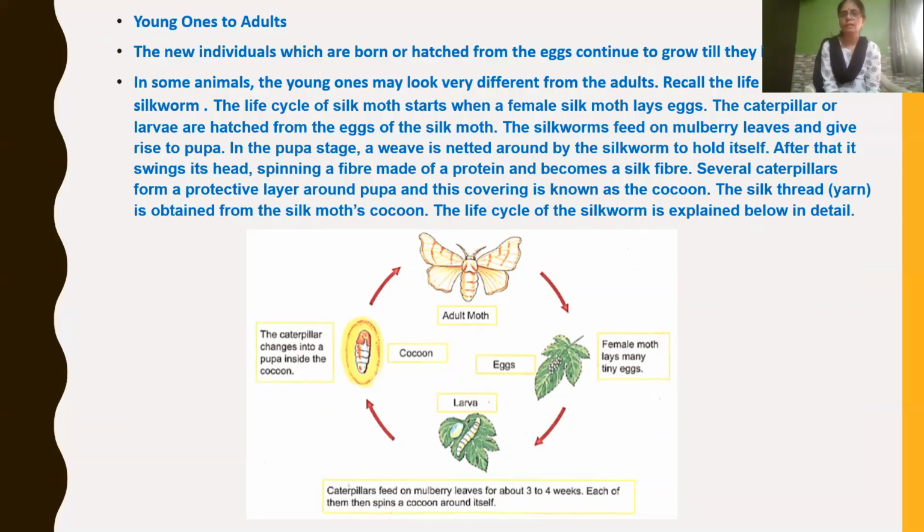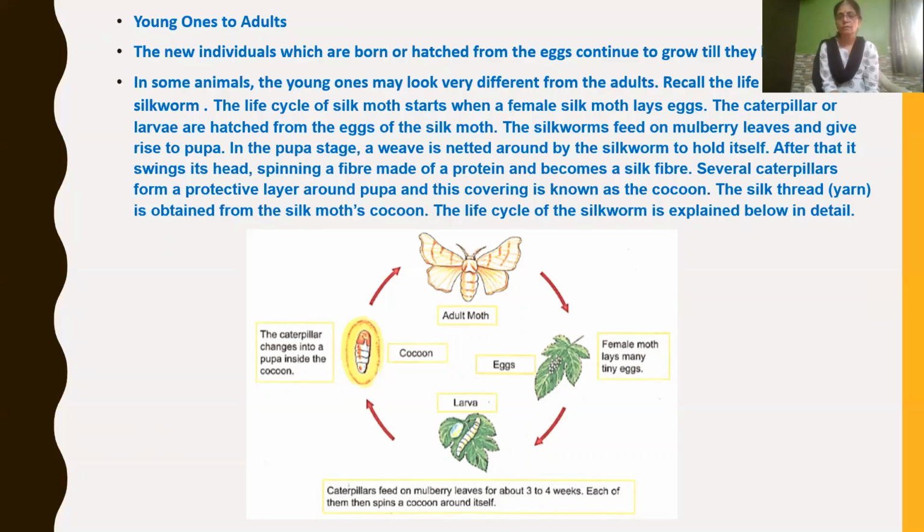the life cycle of the silk moth, that is, the adult female silk moth lays eggs. The female moth lays many tiny eggs on the mulberry leaves, isn't it? Then the caterpillar or larva hatches out from the eggs of the silk moth. So the eggs hatch out and develop into larva, isn't it? The larva hatches out from the eggs of the silk moth.